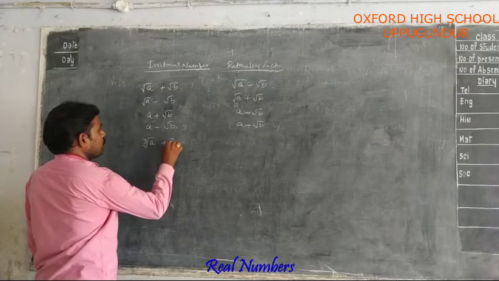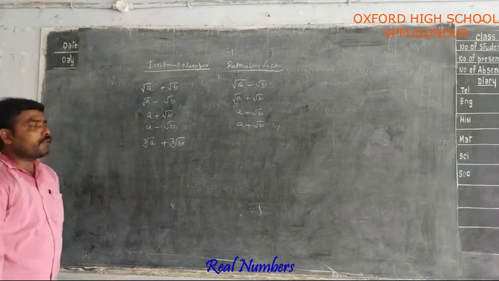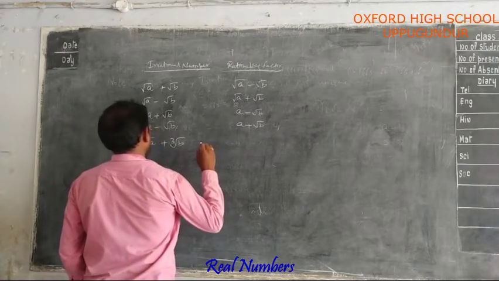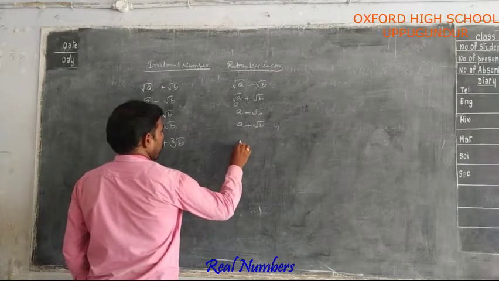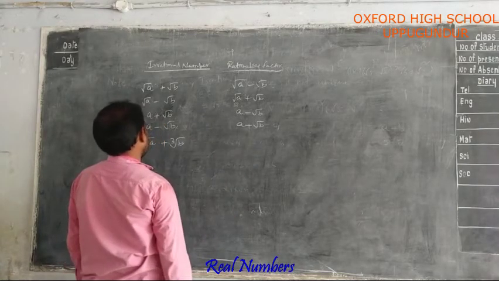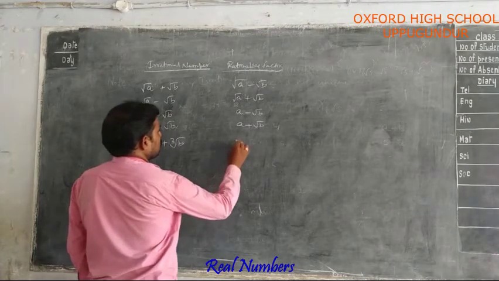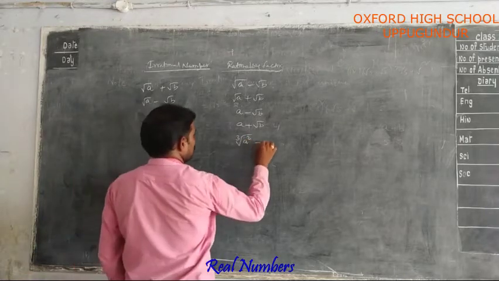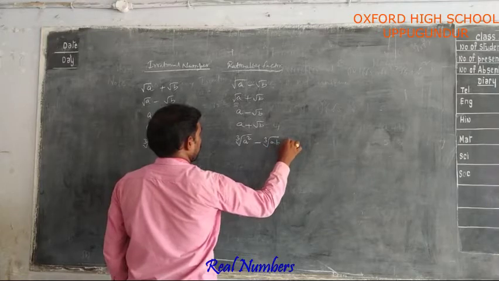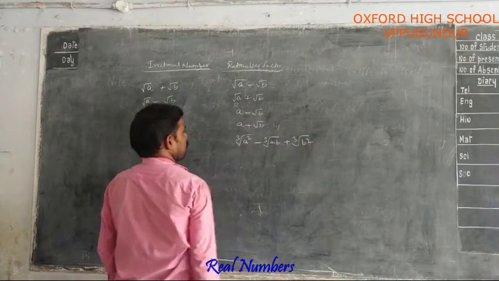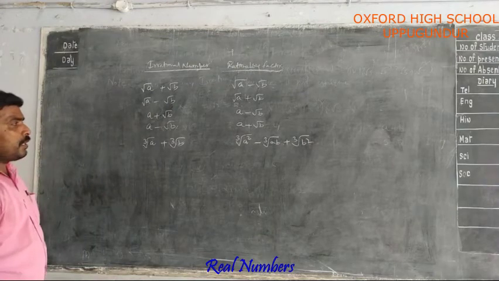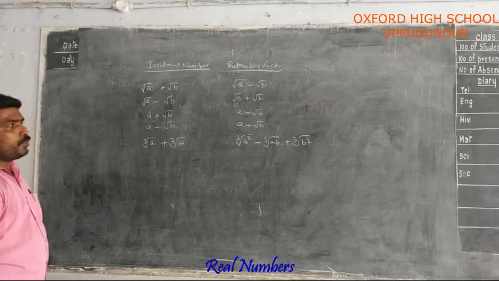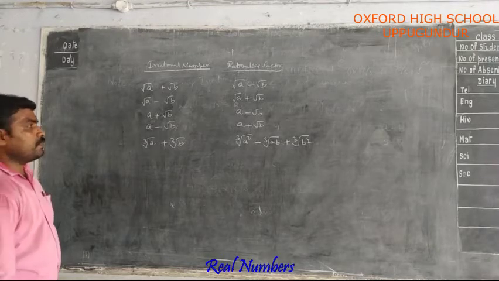Cube root a plus cube root b. They are giving cube roots. For this, the rationalizing factor is cube root a square minus cube root ab plus cube root b square. So this is the rationalizing factor for cube root a plus cube root b.